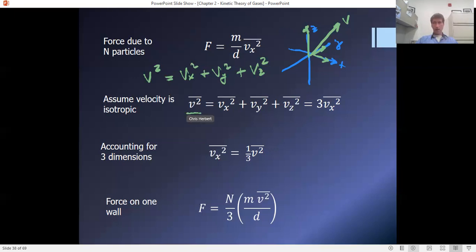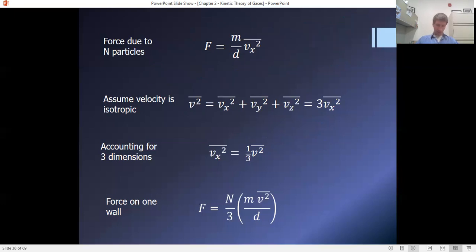So I can now say, all right, v squared average is equal to vx squared average plus vy squared average plus vz squared average. That's what I said before. But if vx equals vy equals vz on average, I can just make a substitution here. Here I have vx squared average. I'm going to replace vy squared average with vx squared average. They're all the same. They're equal. I'm going to replace vz squared with vx squared. So I have 1, 2, 3 times vx squared.